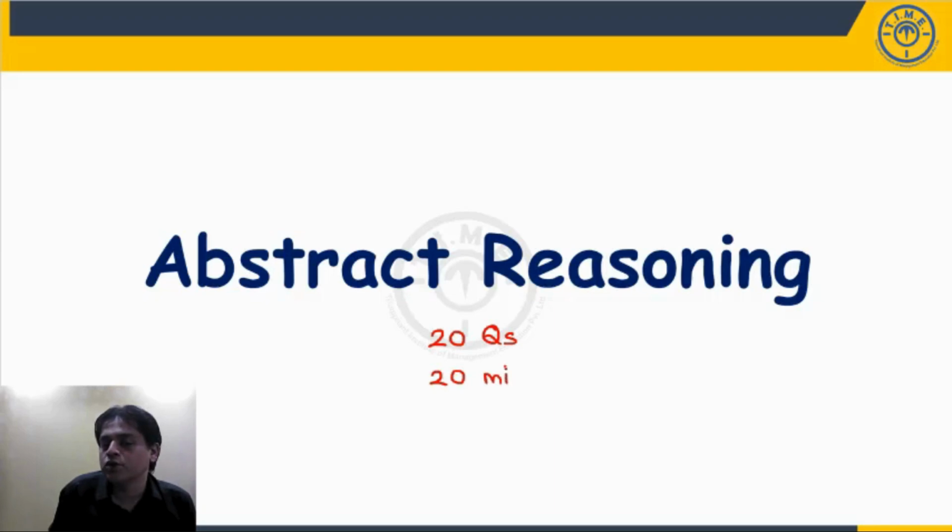Some students who are good at abstract reasoning would have been able to attempt all 25 questions in 20 minutes genuinely. So for those who would have found a few questions difficult, the key point here is not wasting time on those questions. If you are not able to identify the pattern or the logic within the first minute or so, then just take a guess and move on to the next question.